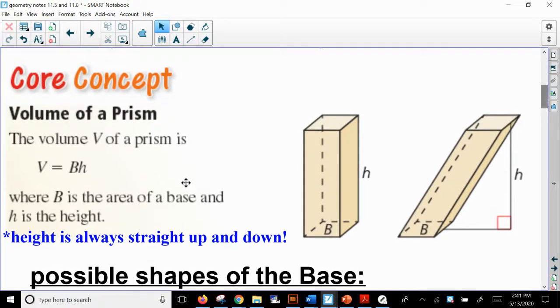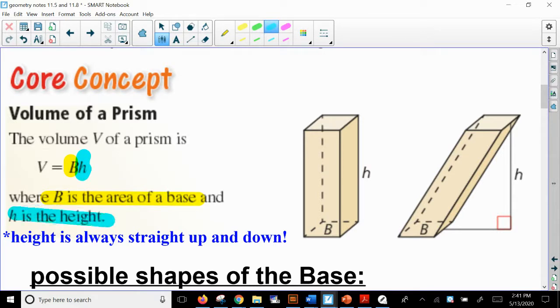Now, the formula for prism, stay with me. Your formula sheet says V equals BH, but please understand that that is capital B. I like to call it big B. Big B is not base. Big B is area of the base. You feel me? Now, H is the height. That's how tall it is. So however tall it is, that's going to be your height.